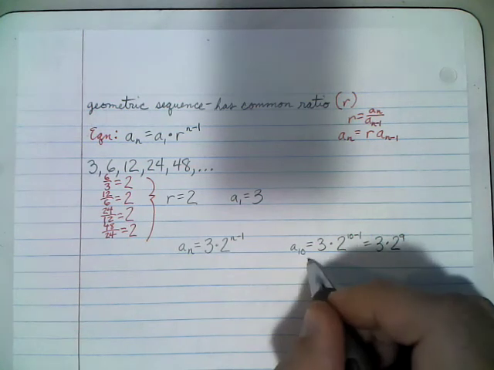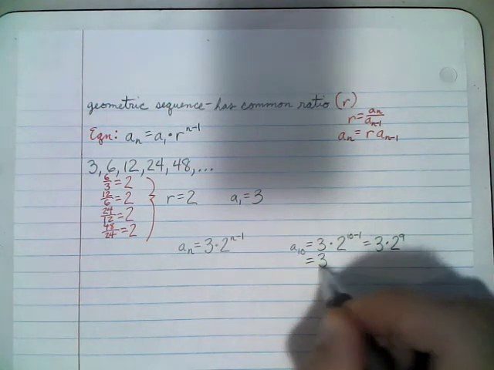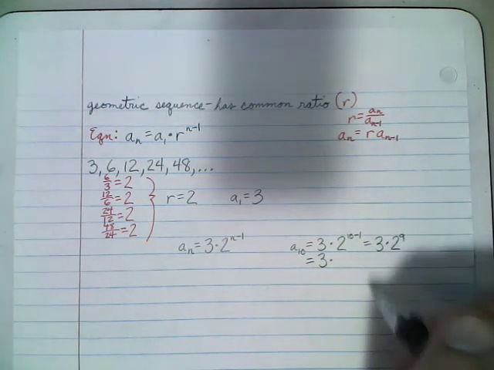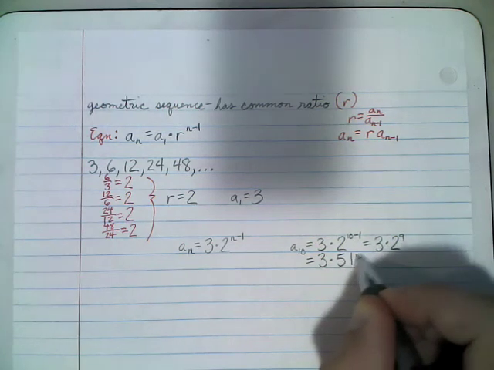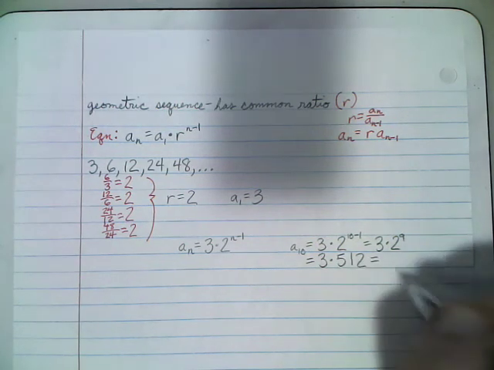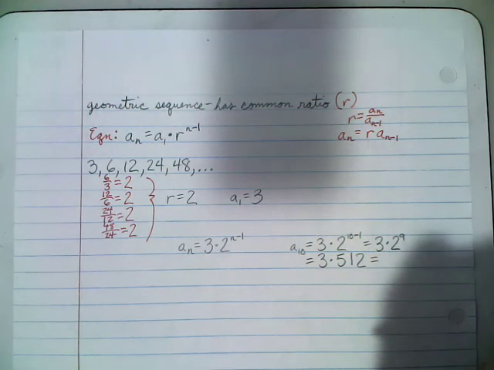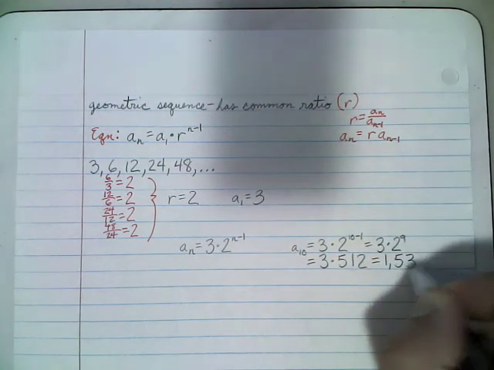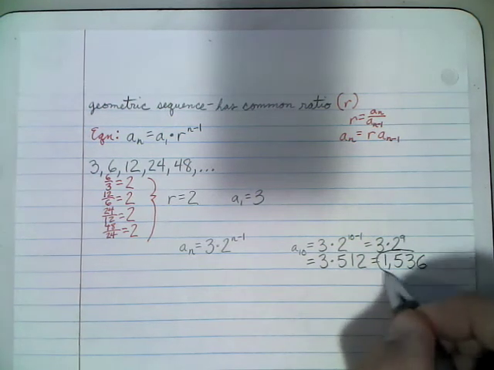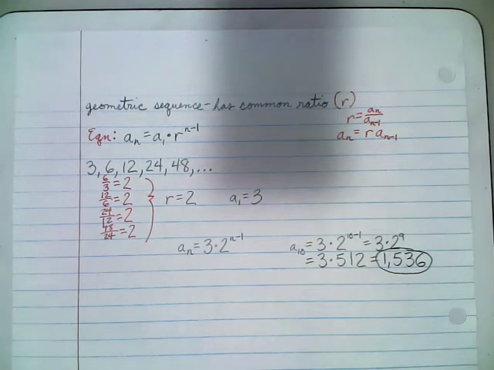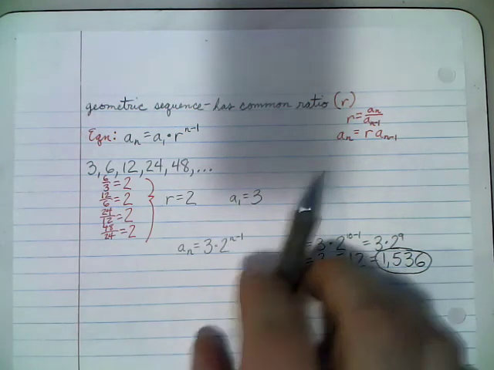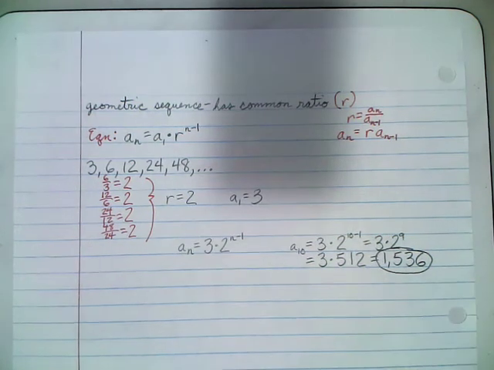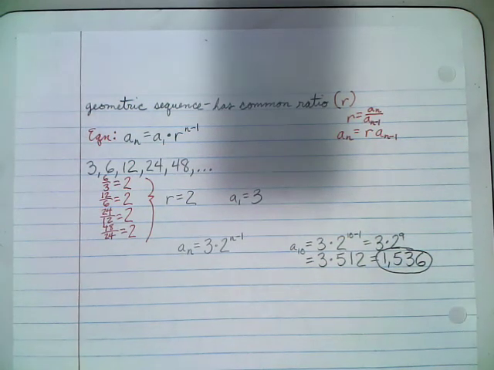I'm kind of running out of room there, so I'm going to come down here. So this will be 3 times, and then 2 to the 9th power is 512. So just following the order of operations there. And then finally, 3 times 512 would be 1,536. So what you can see here is, geometric sequences really start growing quickly, don't they? So just 5 more terms out here, and we go from 4 to 8 all the way up to halfway between 1,000 and 2,000 practically.